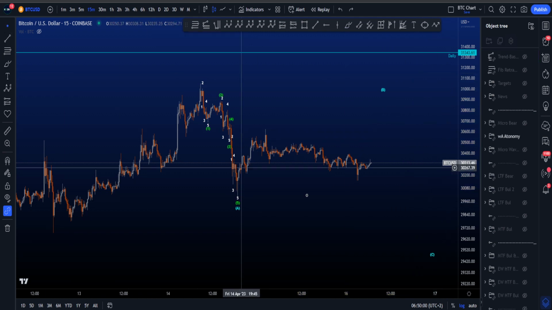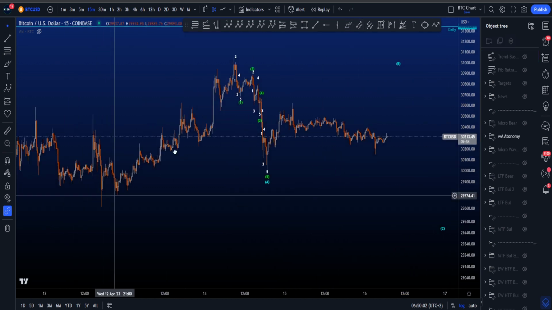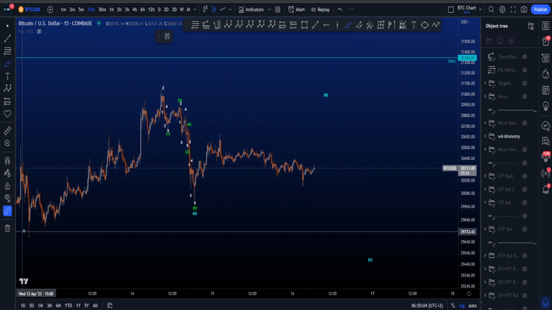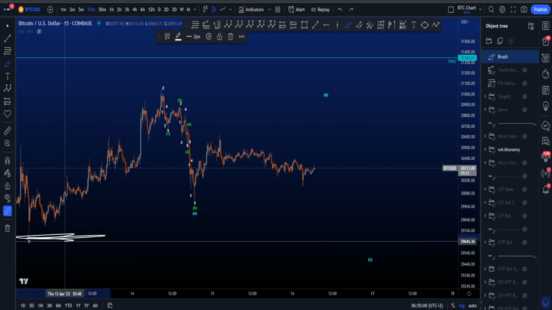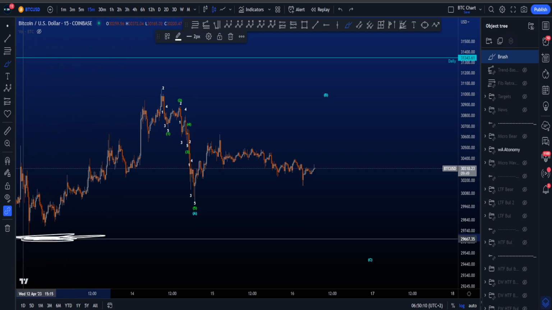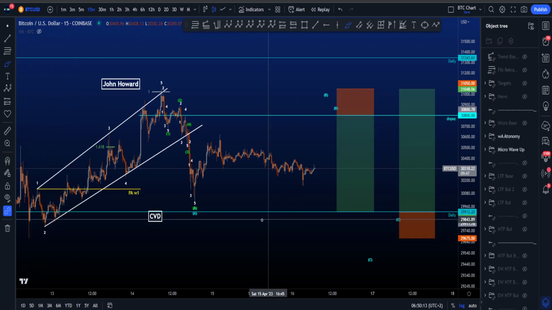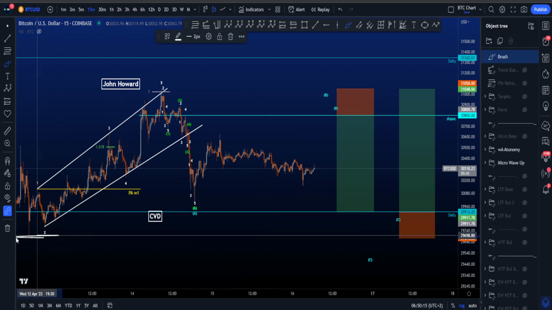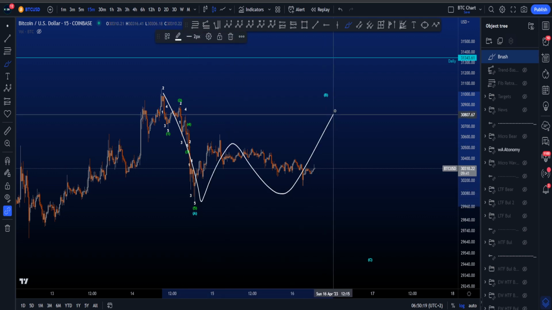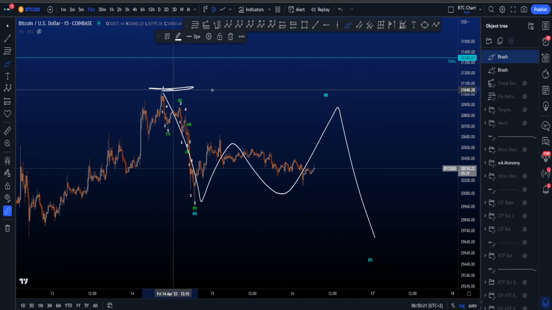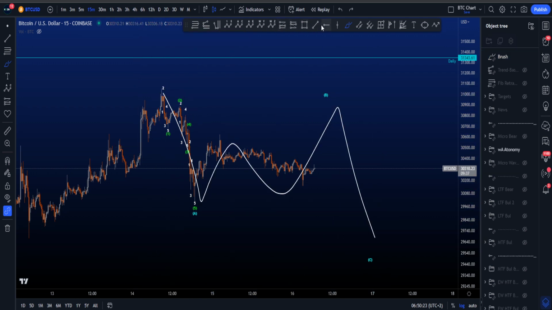But in this scenario, if this is a leading diagonal impulsive structure, then price is not allowed to go below the low over here, because then it is invalidated. So if I open this one, the invalidation over here is down below this wick. But the invalidation of this move and then a 3-wave down is the high over here. So we have very, very clear invalidations.